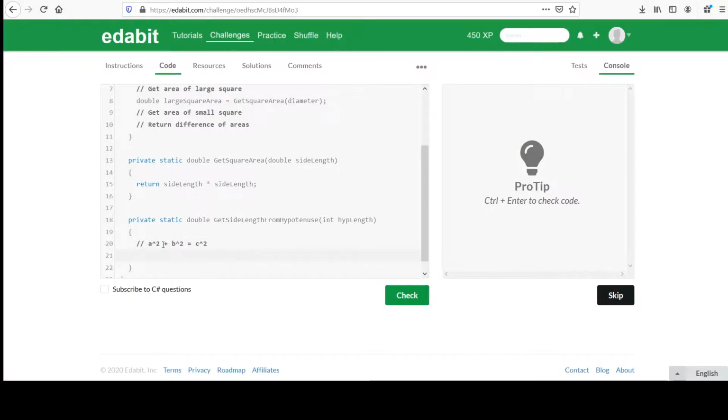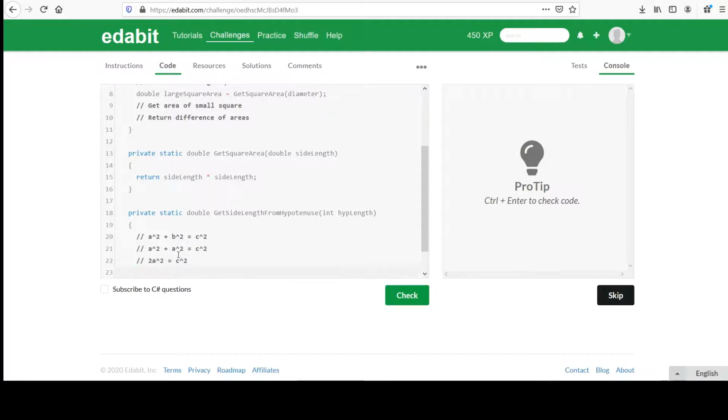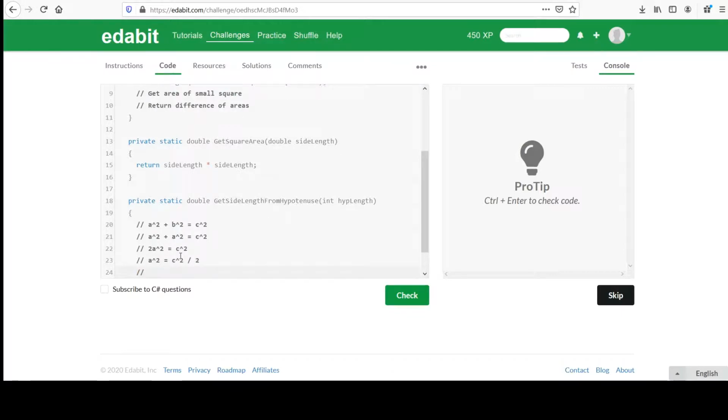Now, we know that a and b are the same because it's a square, so we can rewrite this as a squared plus a squared equals c squared. And you can combine that to 2a squared equals c squared. Okay, so if you divide by 2 to each side, you can get a squared equals c squared over 2. And then finally take the square root of each side, and you're left with a is equal to the square root of c squared over 2. You're basically taking the square root of this entire quantity.